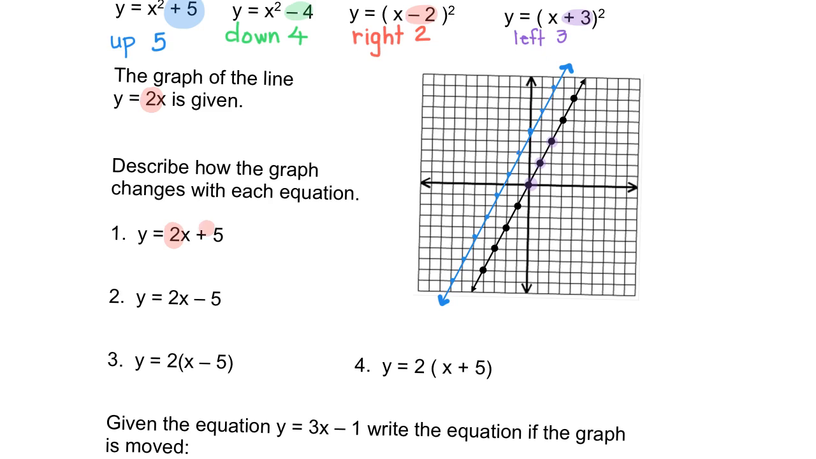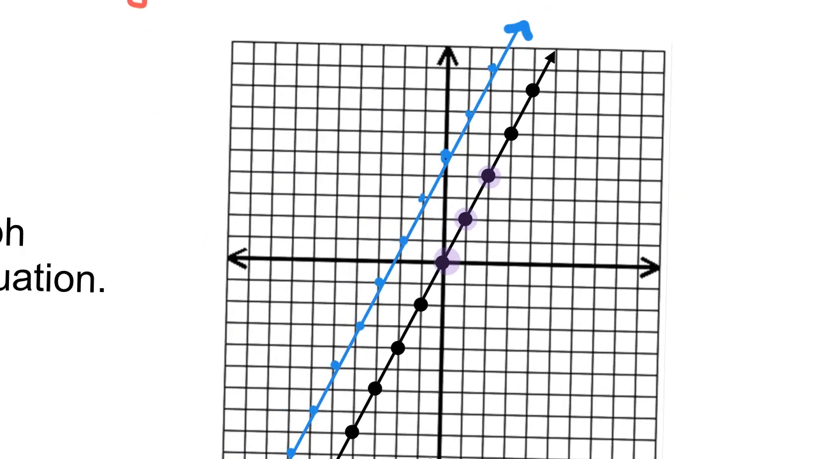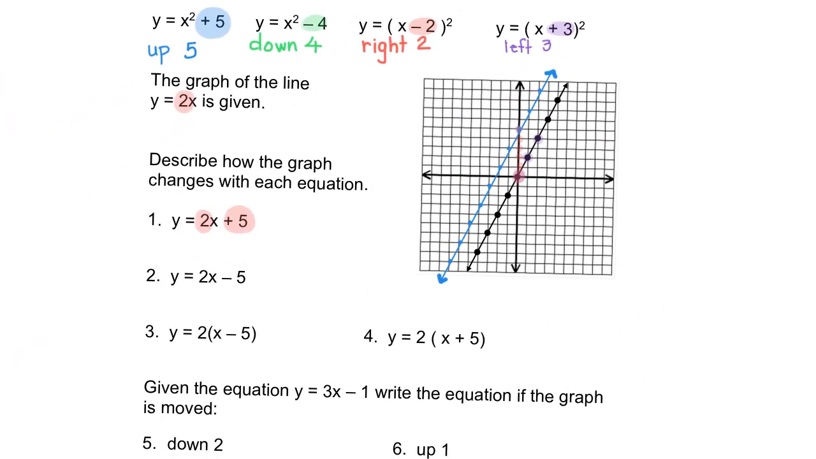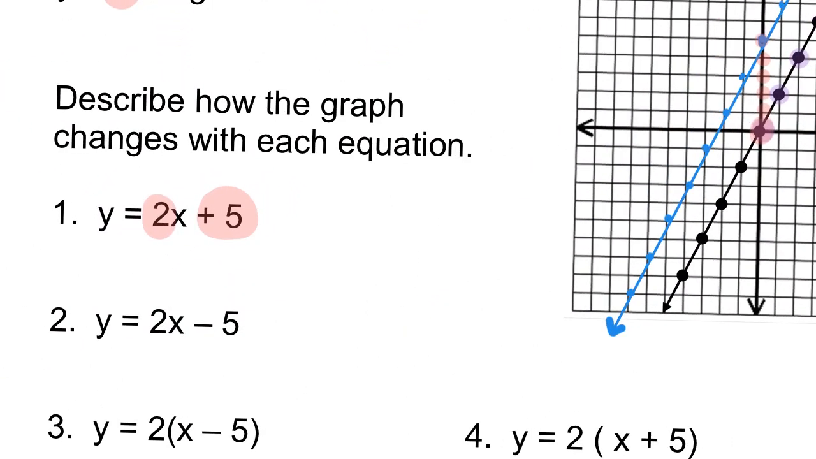Since the function has plus 5, notice that where we started from right here at the origin, the new function has moved up 5 spaces. This is very similar to what we found in our quadratic functions. If we have a plus 5 and it's outside of the parentheses, then it will move or translate the function up 5.